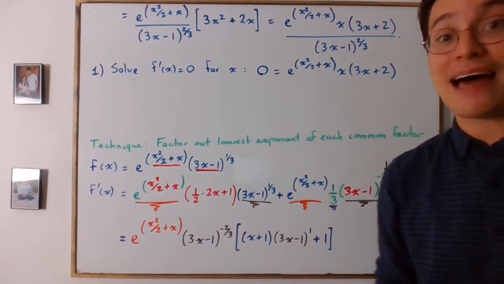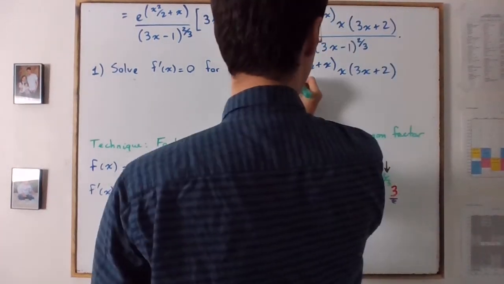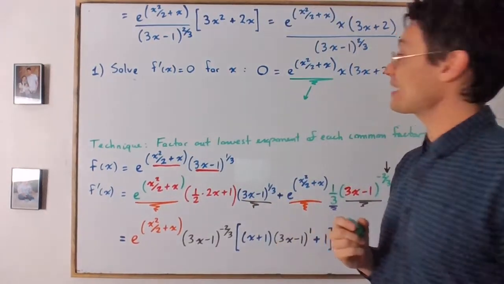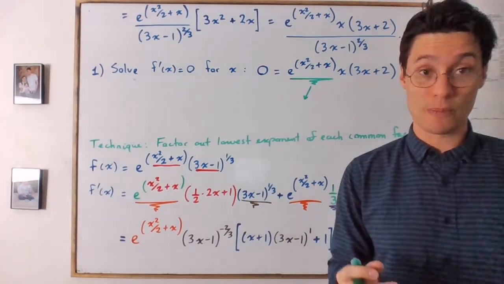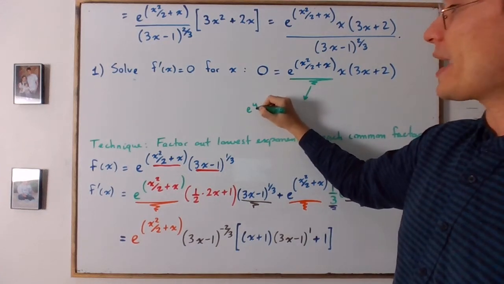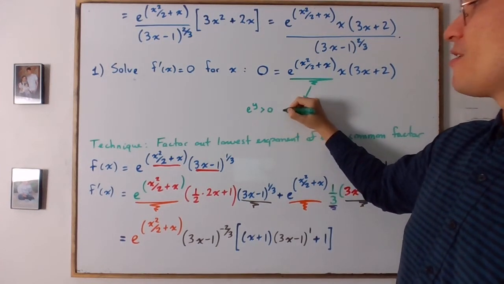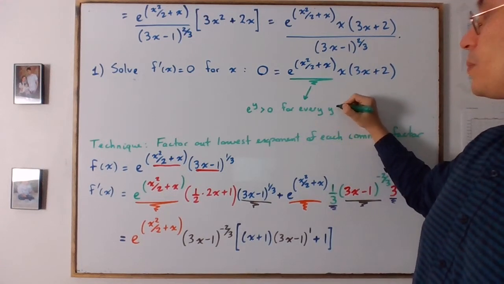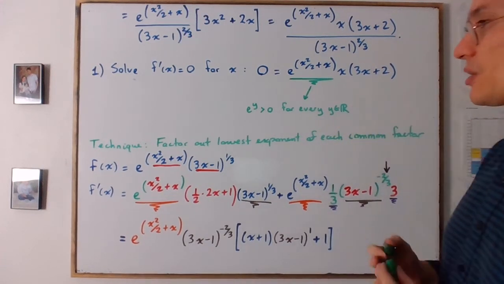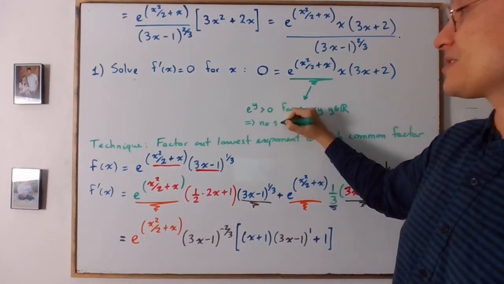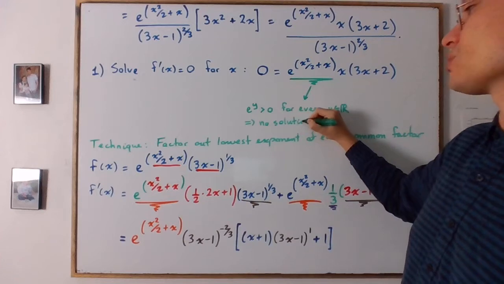Now let's have a look at the solutions. Okay, so ask yourself if this factor could be 0. The answer is no, because it is an exponential. So e to the y is positive for every y. So this can't be 0. So this sub-equation has no solution.